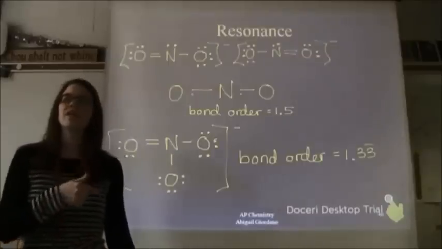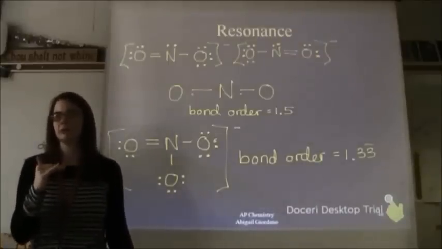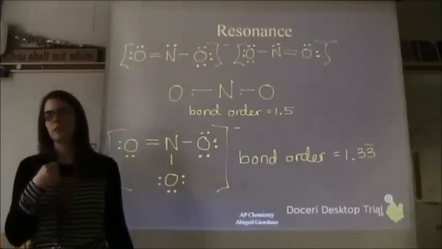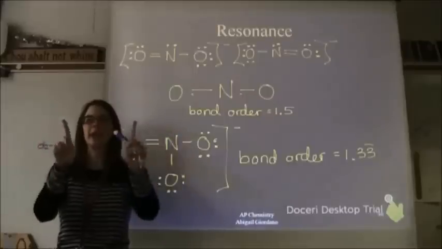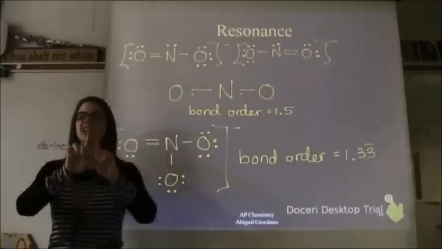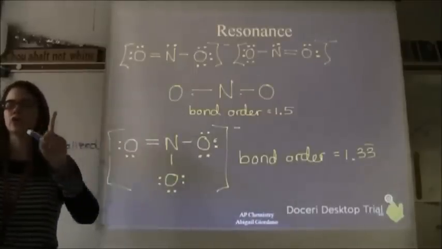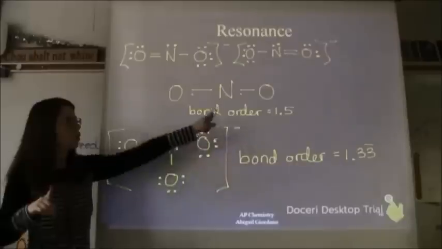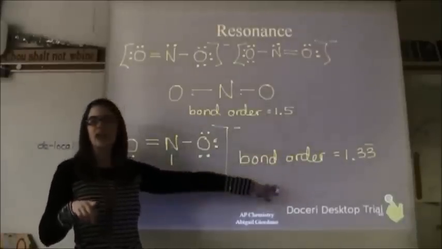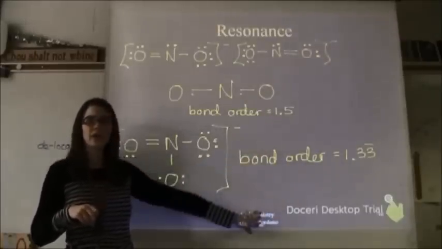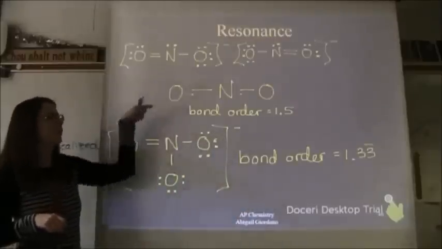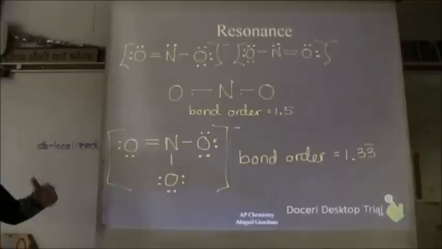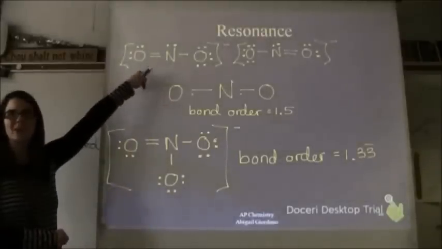What's the bond order of just a single bond? What's the number? 1. What's the bond order of a double bond? 2. Think back to that rubber band demo. Is a single bond relatively long or short? Long. Okay. Which one of these has a bond order closer to a double bond, which is shorter? This guy. Okay.